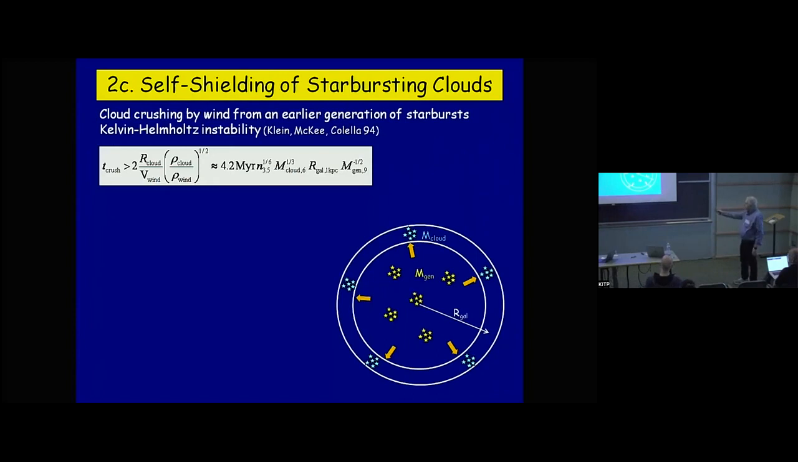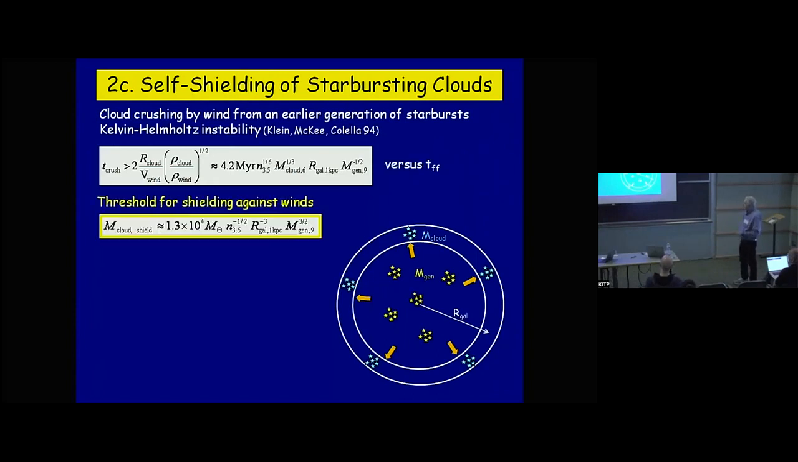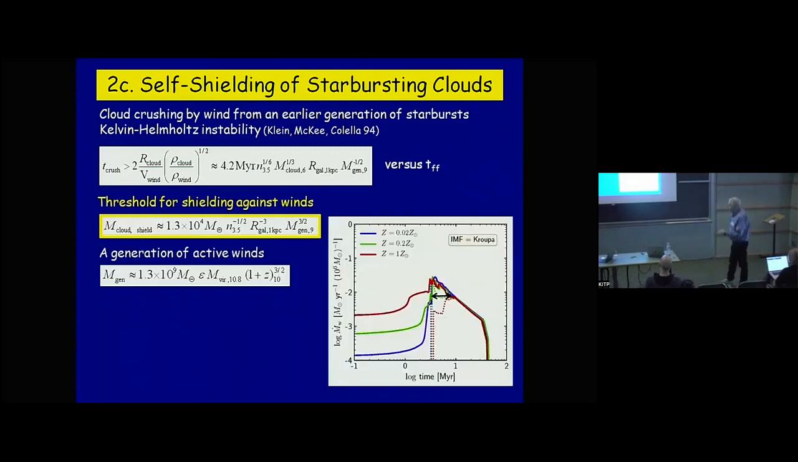And you end up with a few million years here, and you have to compare it again to the free fall time and ask yourself, what is the mass of such a cluster that will make sure it can be feedback free? Namely, it's going to be shielded against this wind. And that's the condition. And you find that it's about 10 to the 4 solar masses. So clusters above 10 to the 4 solar masses are going to be shielded against previous generation feedback. The same is true about the radiation.